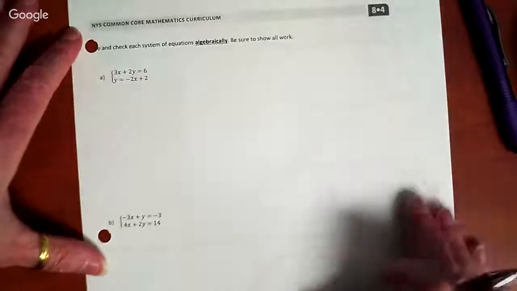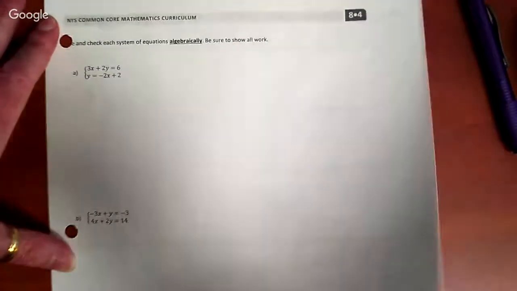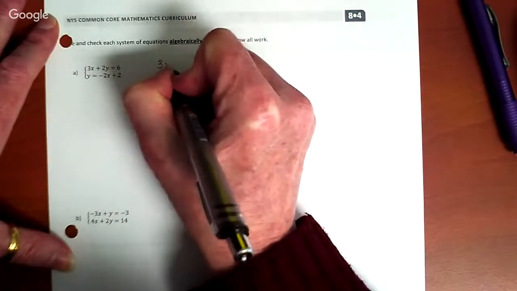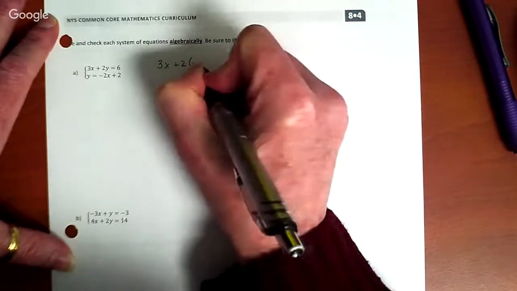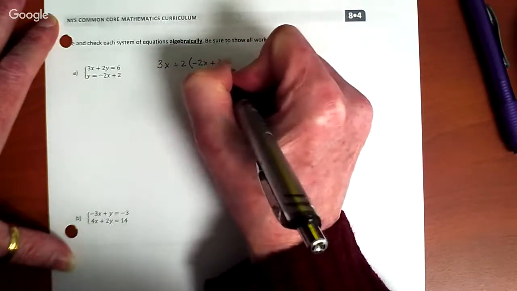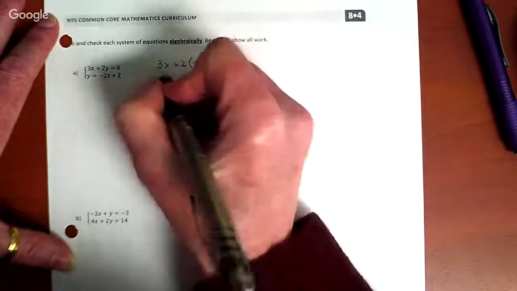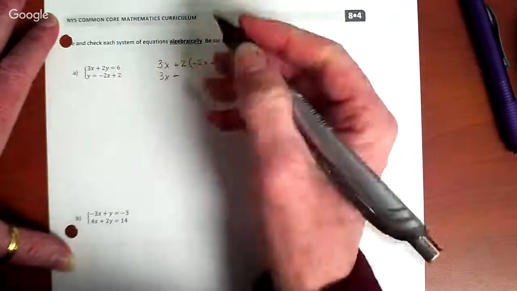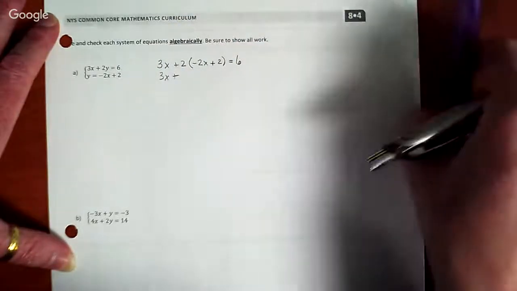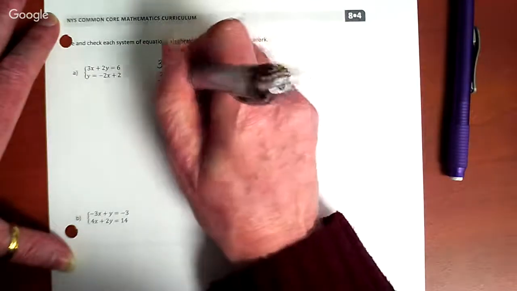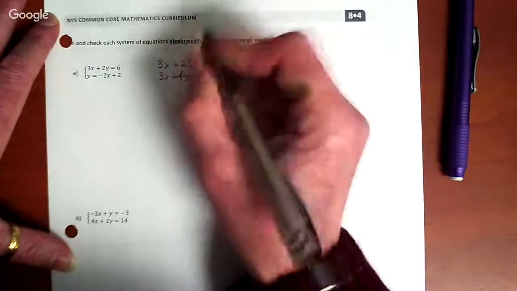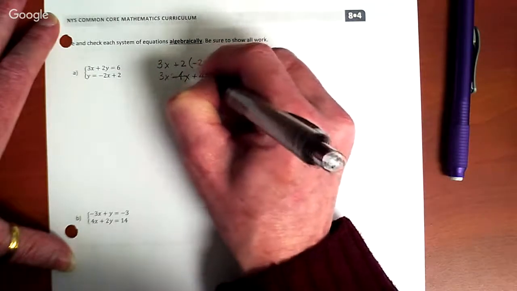All right, next, we need to solve these algebraically. Okay, so let's take care of the first one. We're going to substitute y into our top equation. So we have 3x plus 2 times (-2x plus 2) equals 6. So we have 3x plus, I'm sorry, minus 4x plus 4 equals 6.